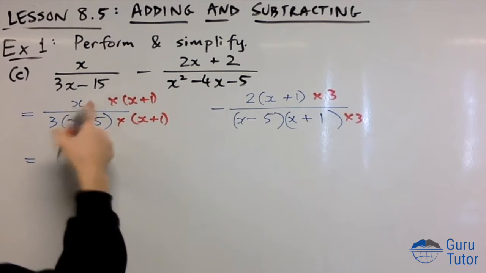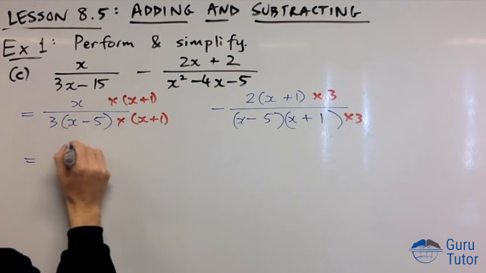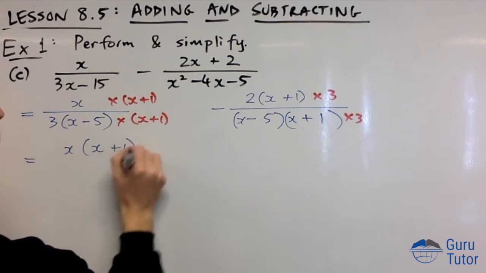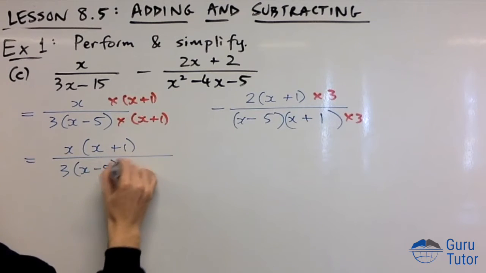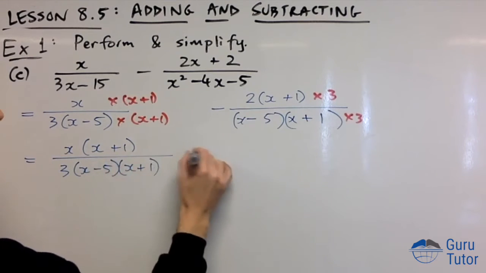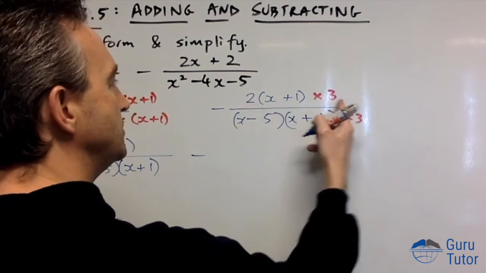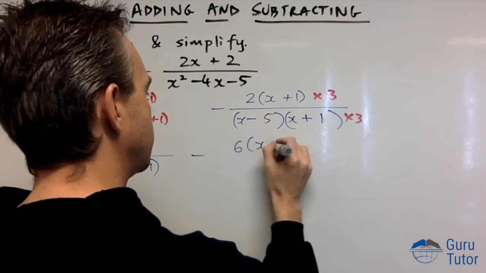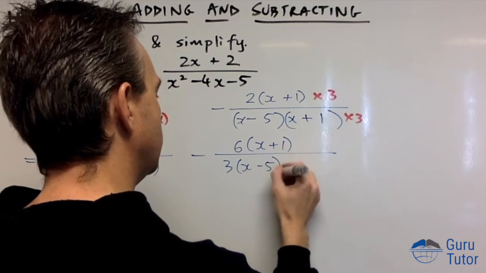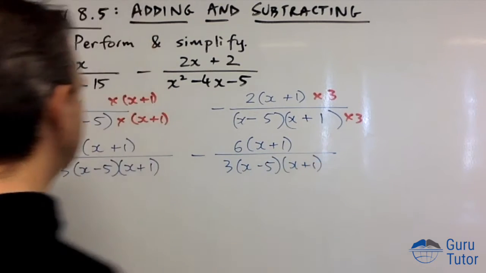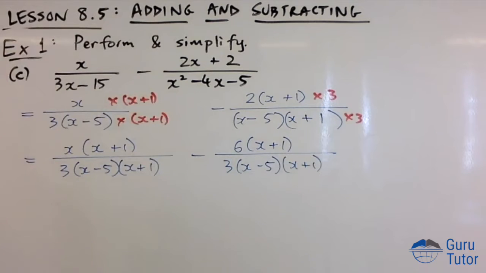So on the top, let's actually, oh no, take my time here. X plus 1 over 3. X minus 5 times x plus 1. Minus, and over here, 2 times 3 is 6. X plus 1 over 3. X minus 5. X plus 1. And look at that, we now have a common denominator.